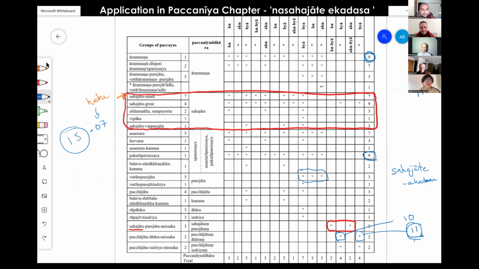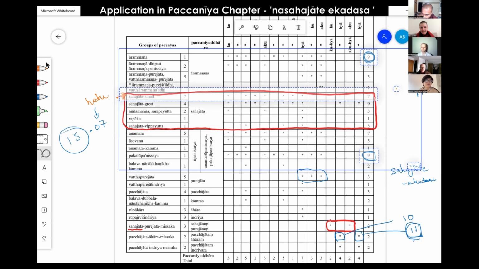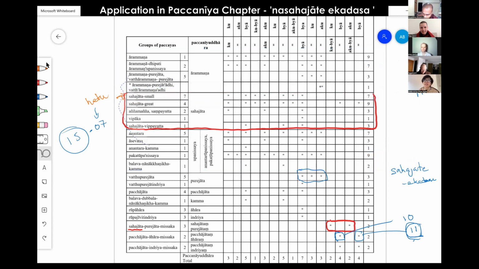So basically, can I just check? For hetu, because we take this, hetu is in sahajāta. Yes. So we take this out and then we look at other answers which are standing out. And so we then end up having 15, because in that case we have to add more. We are looking at each group and then finding the answer. Basically the same idea is there, right? Yes.